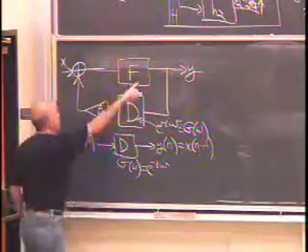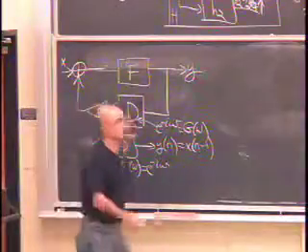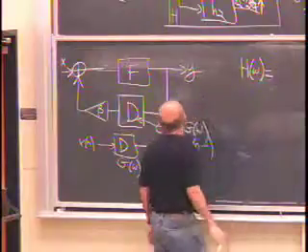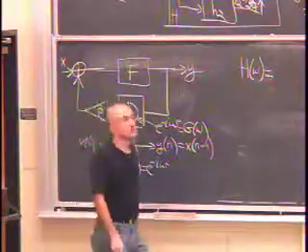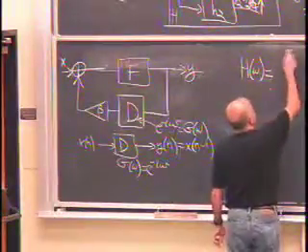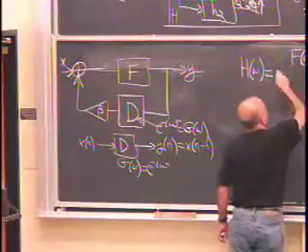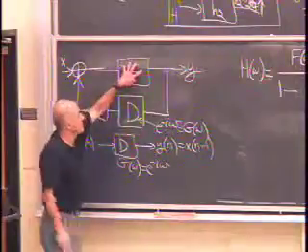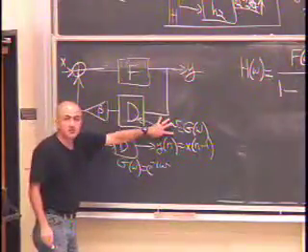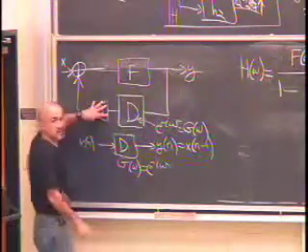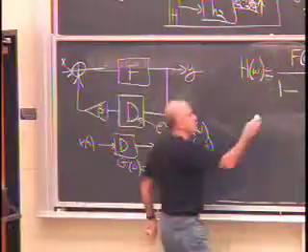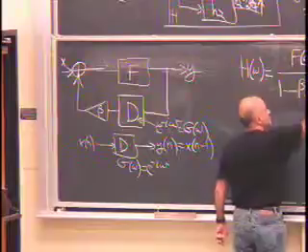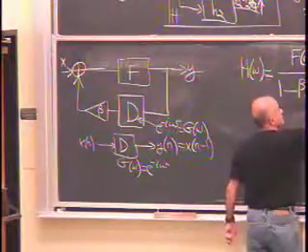So what's the overall frequency response of the system? H of omega. What's the forward gain? F of omega over 1 minus, what's the loop gain? F times e to the negative i omega times beta. So 1 minus the loop gain, which is beta e to the minus i omega, F of omega.